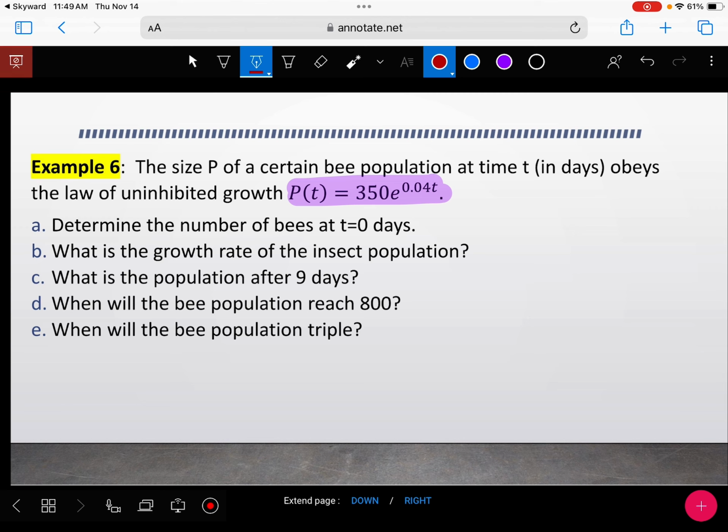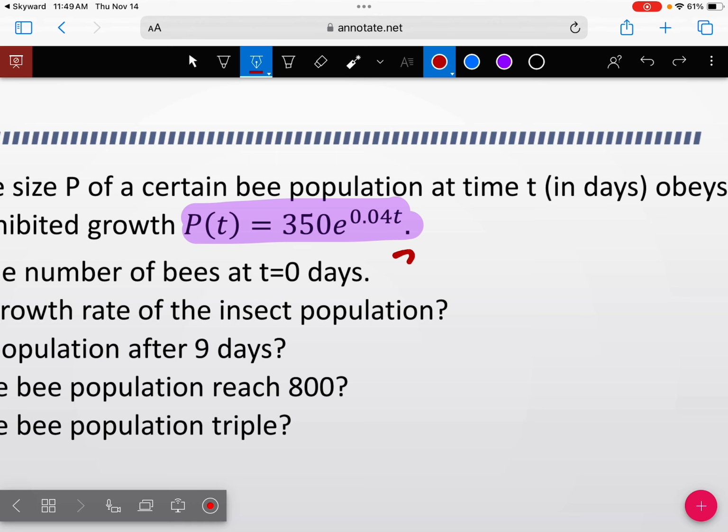You probably shouldn't need a calculator, but if you do, go ahead. But you should know that e to the power of 0 will be 1, and 350 times 1 is 350. But if you're not sure, go ahead and substitute in 0. So for part A, yep, you're going to use that exact formula. The formula is given to you.